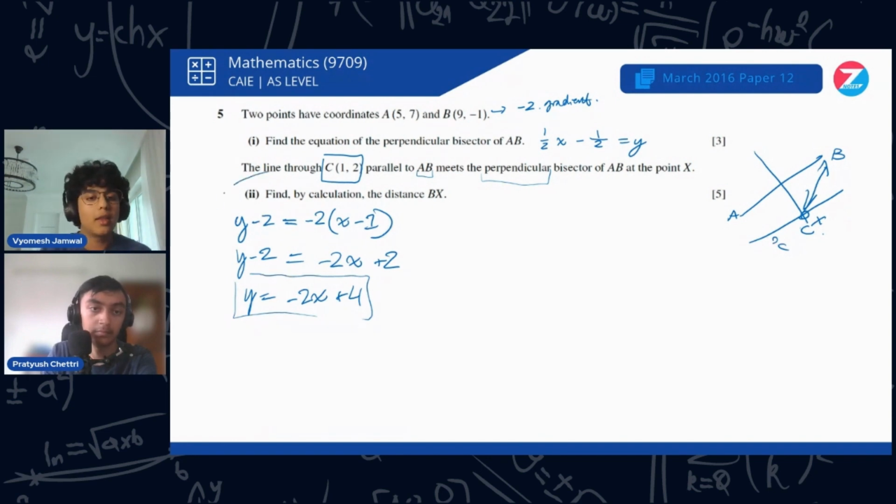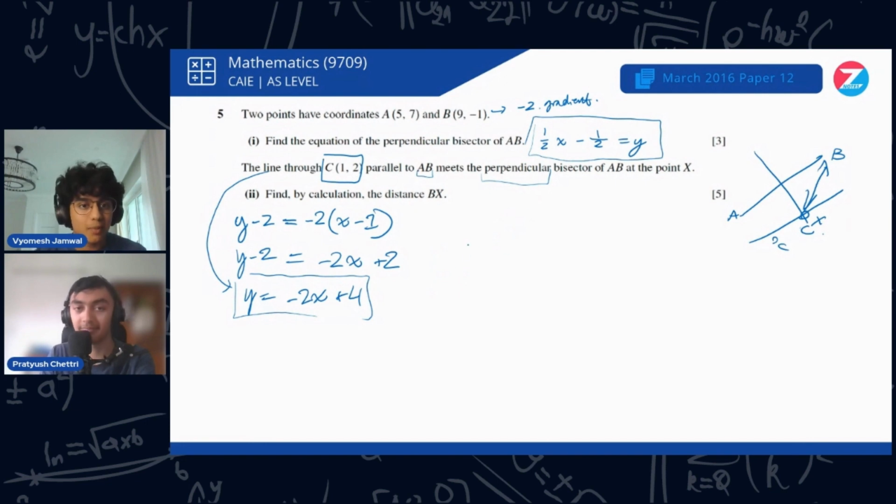And we're going to look at the other equation that we have, which is the perpendicular bisector, where y equals 1 upon 2x minus half. Again, these are simultaneous equations that we're solving. If we're trying to find the intersection point, we're trying to solve these simultaneous equations. So one thing I have in mind is this. If y equals minus 2x plus 4 and y equals half x minus half, we could say that y equals y. Simple as that. So half x minus half equals minus 2x plus 4.